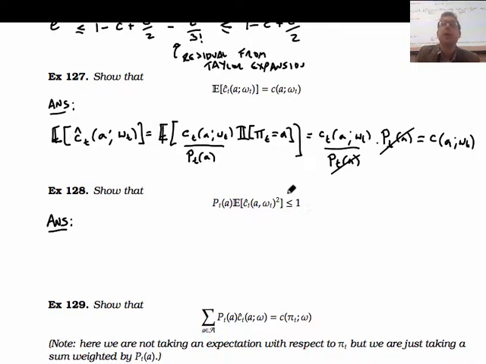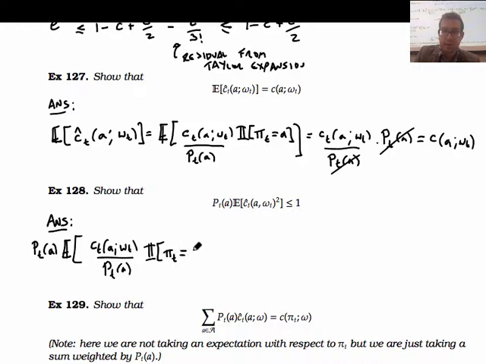All right, so now let's prove that if I take p_t of a times the expected value of the same function squared, I get something that's less than or equal to 1. Essentially, the idea is exactly the same as before. I just look at this guy, I substitute in the value of it, which is this, and I'm going to square it. So that's this term inside here, and I can square the whole thing.